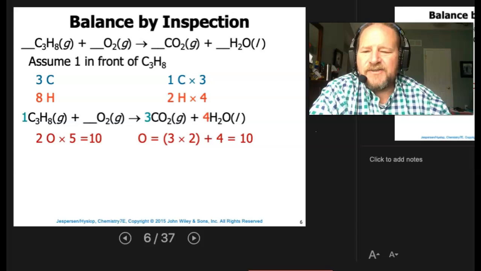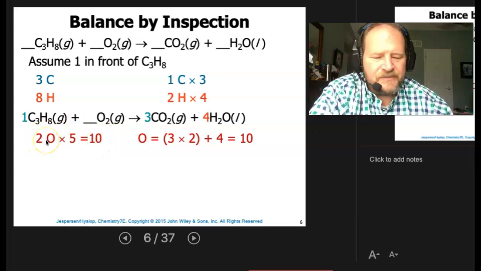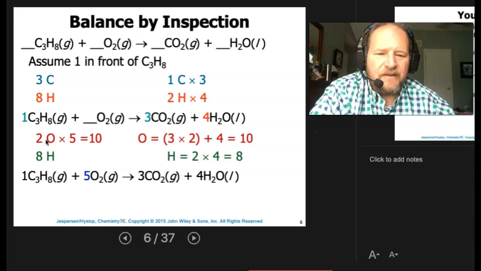Right, so now if we do our oxygens on this side, we have 3 times 2, plus 4 times 1. And so of course, that's going to give us 6 plus 4 is 10, which means we need 10 on this side. We know that the oxygen's coming in pairs, so we're going to need 5 of them. And that would be our balanced chemical equation.